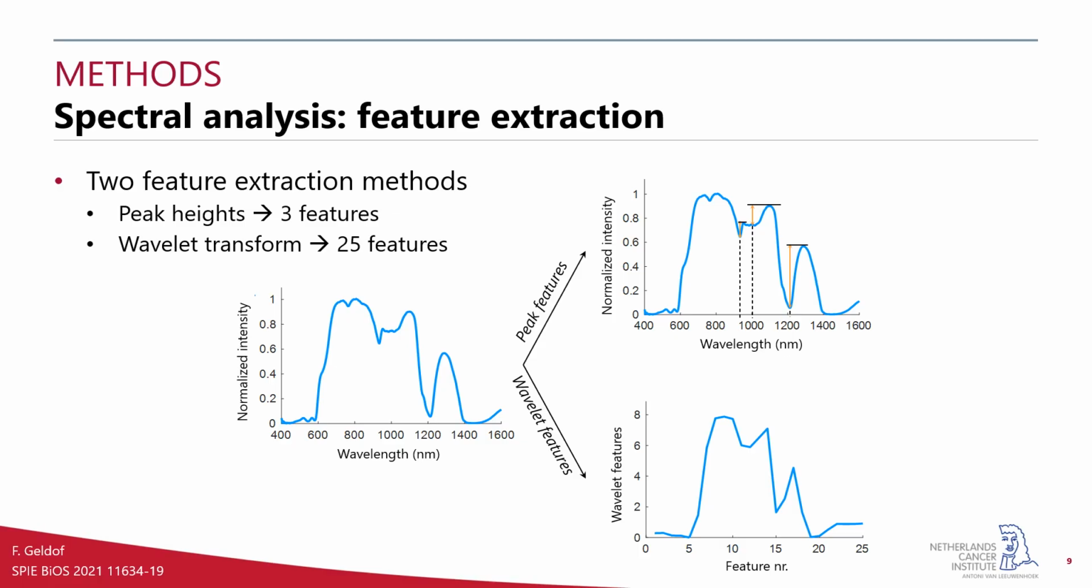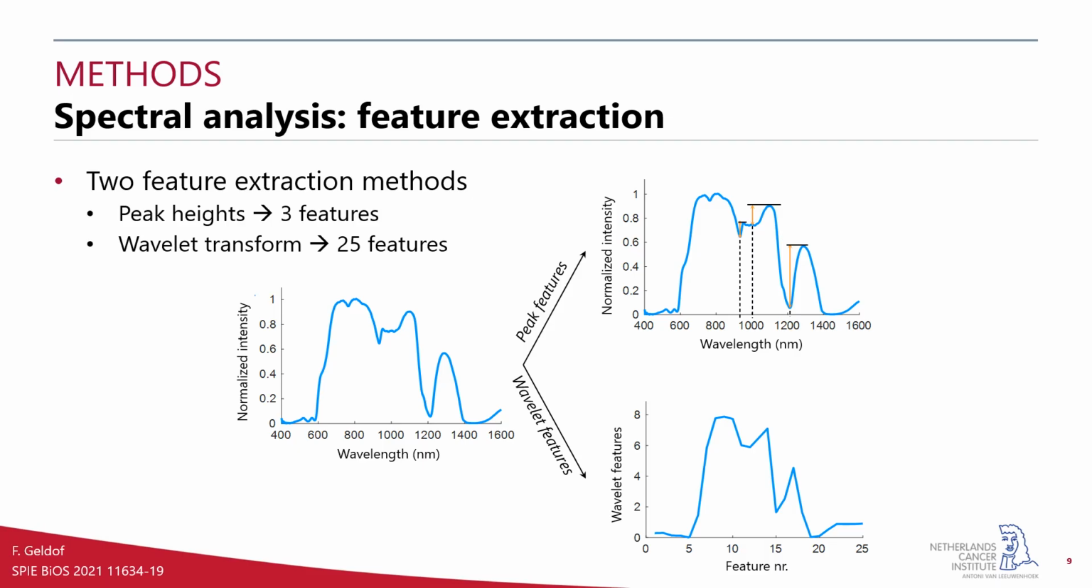Two types of features were extracted from the acquired DRS spectra: peak-based features and wavelet transform-based features. For the peak-based features, the dip peak height was calculated for 3 spectral regions with distinct peaks: 935 nanometers, that's the fat absorption peak; 985 nanometers, that's the water absorption peak; and then 1200 nanometers, that's the fat absorption peak again.